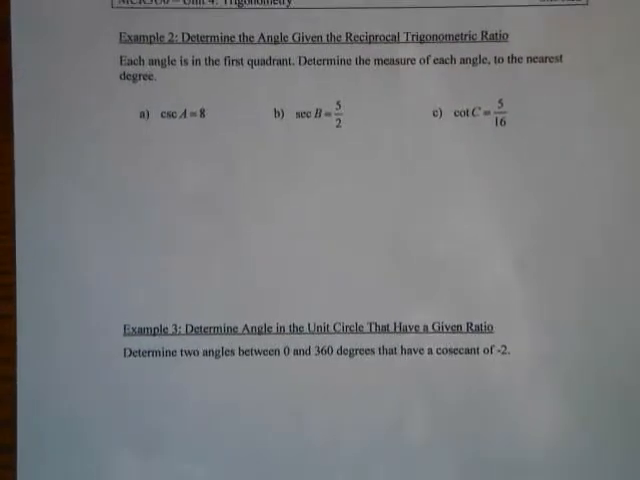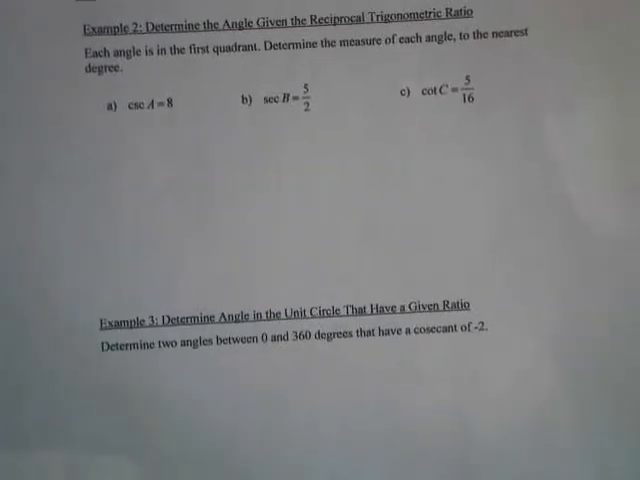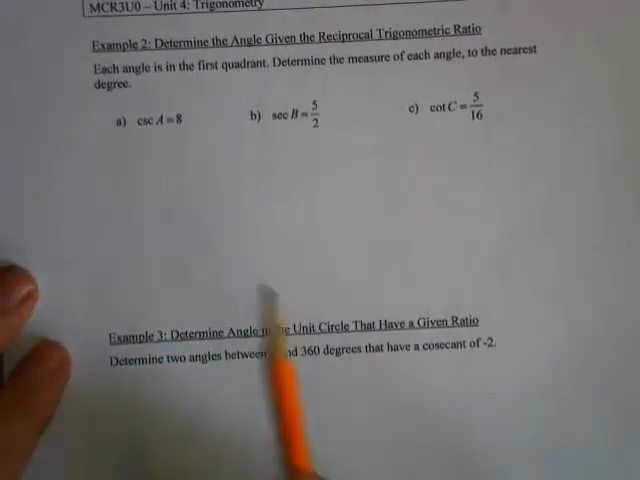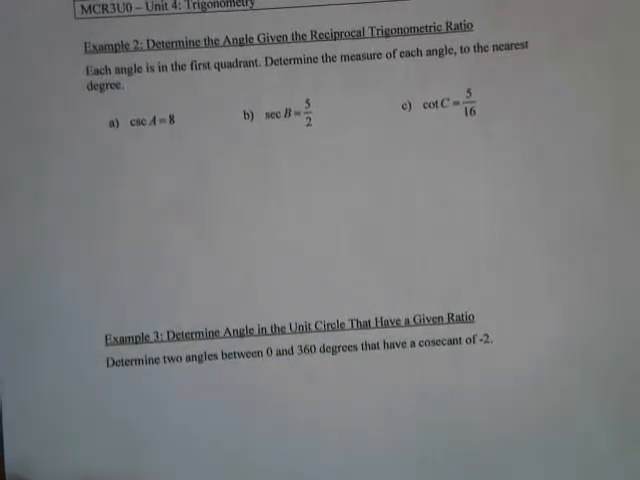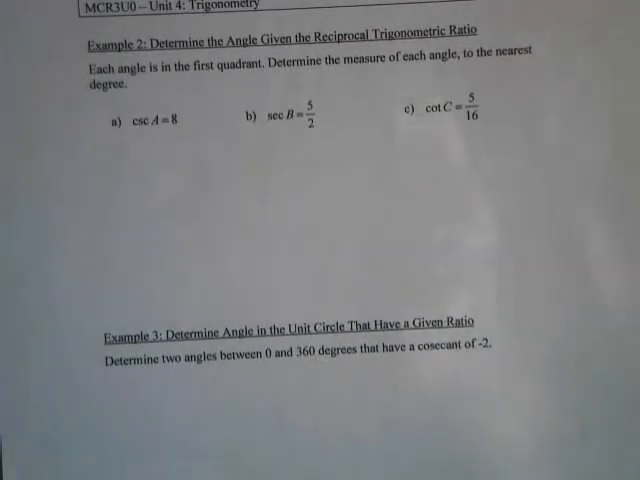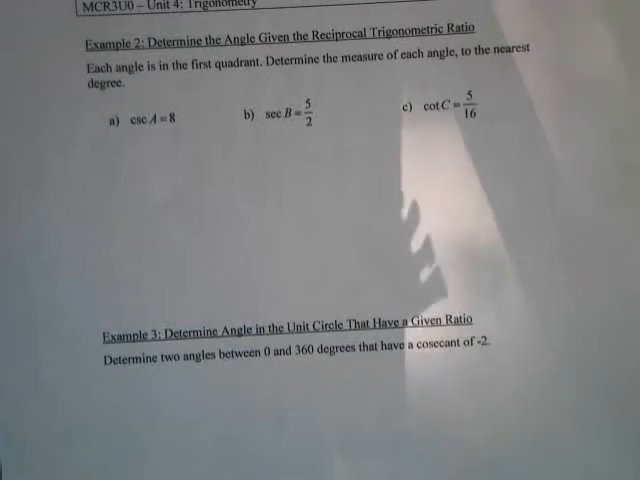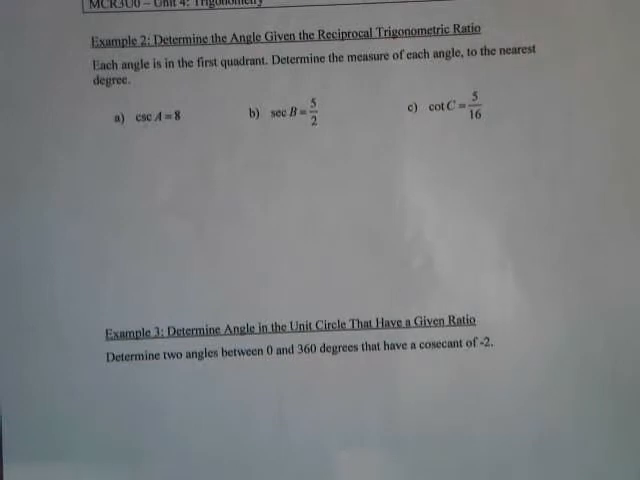So we got a couple fairly quick little equations here that we're going to solve using reciprocal trig ratios. So we're given that the cosecant of angle A is equal to 8. So our job is to figure out what is that angle. Okay, now you probably notice on your calculator there are no such thing as cosecant, secant, and cotangent buttons. So you can't just do cosecant inverse. There's no button for that either. So what we always have to do is change these reciprocal ratios into the original sine, cos, or tan.